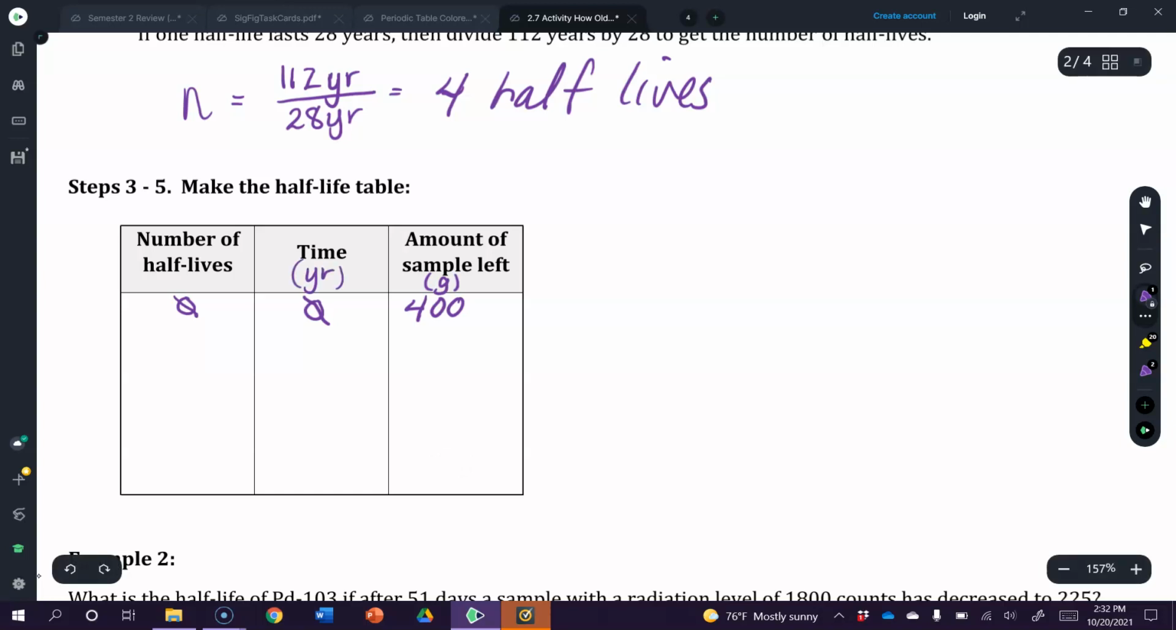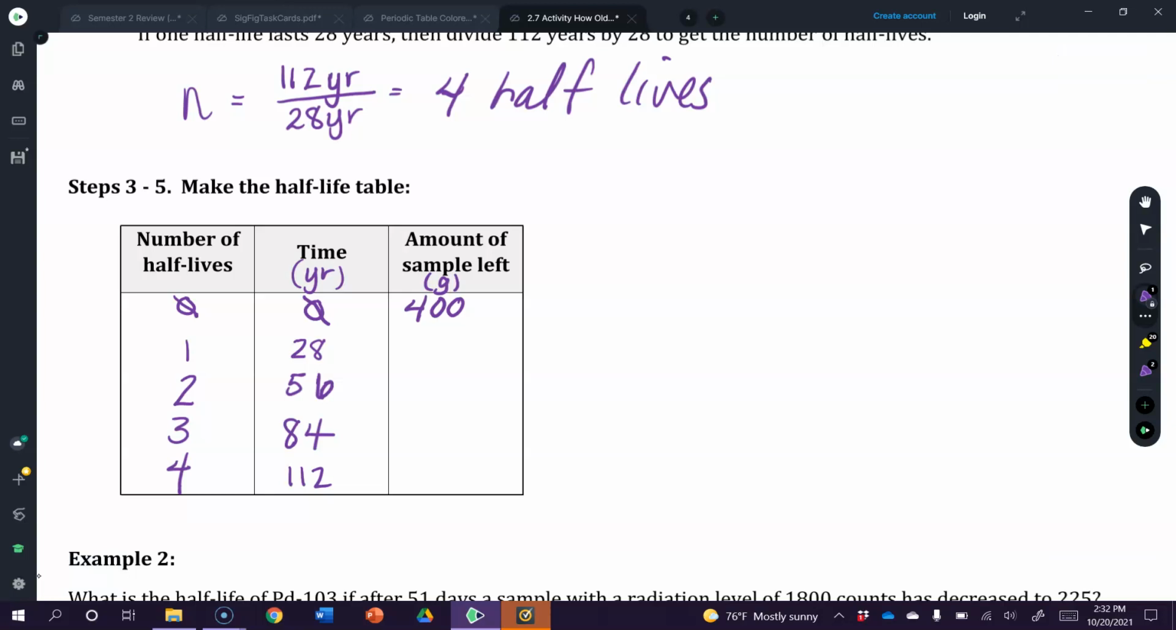Okay? And so we want to know from time 0 to 112 years later, how much does this decay? And we know that that is going to go through 1, 2, 3, 4 half-lives. So each half-life is 28 years, so I add 28 each time. So 28 and 0 is 28. Adding 28 again is 56. We add 28 one more time is 84. And to check your work, you would see that 28 and 84 is 112.